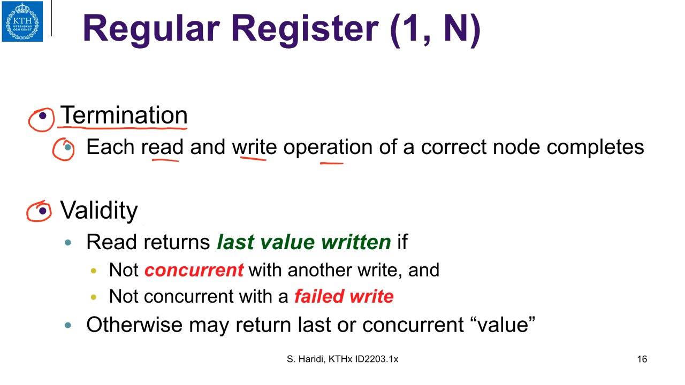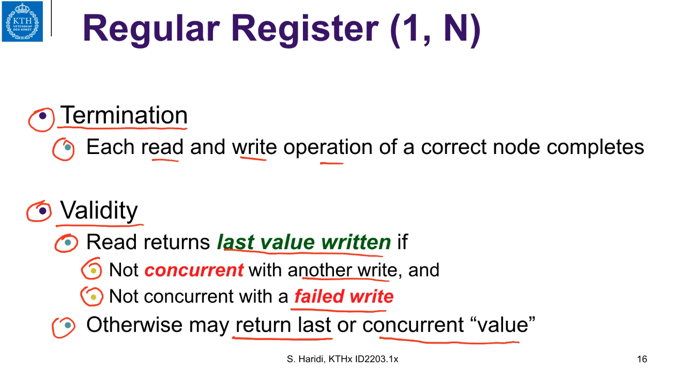Then we have the validity property, and the validity property says the following: a read operation returns the last value written if it is not concurrent with another write and not concurrent with a failed write. And a failed write, if you remember, is a write that starts with an invocation but never terminates, so there is no response event. So if this is not the case, which would mean that the read is overlapping with some write, then it may return the last value written or the concurrent value being written. Termination, of course, is a liveness property, and validity is a safety property.